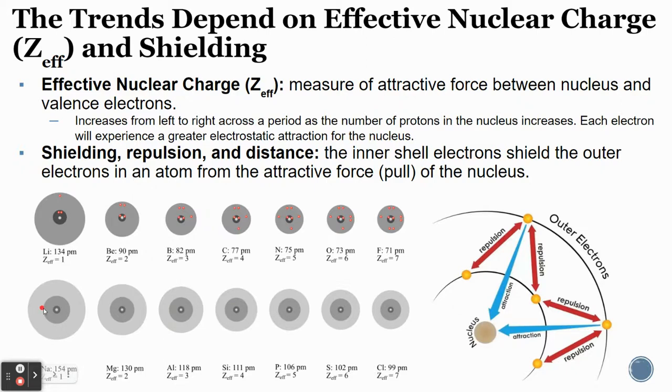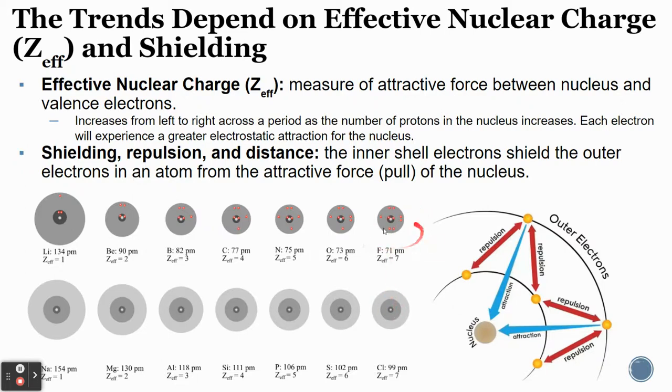But basically, going from sodium to chlorine, sodium is the largest one and chlorine is the smallest one because chlorine has just more protons than sodium, which results in a greater effective nuclear charge and therefore holding the electrons closer to the nucleus, and that's why it's smaller overall.